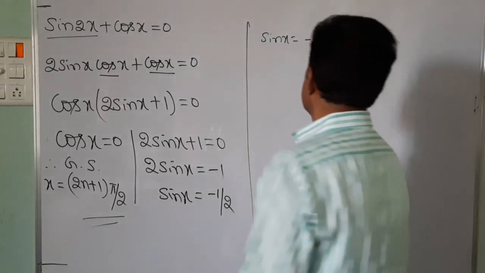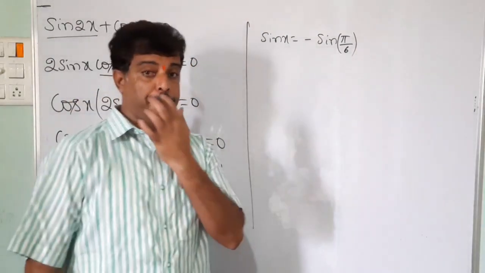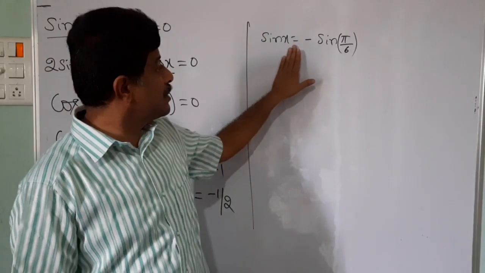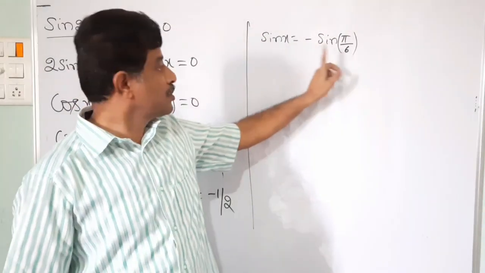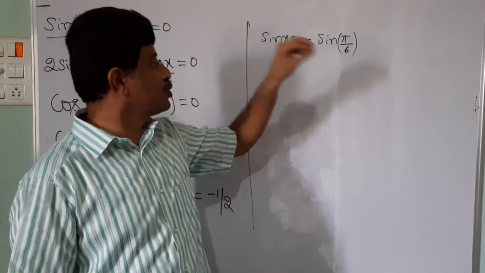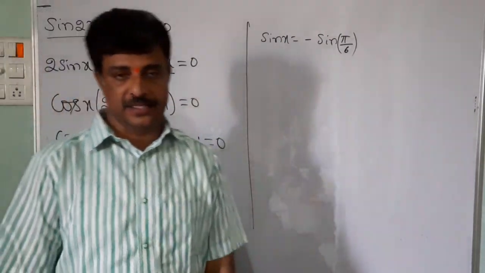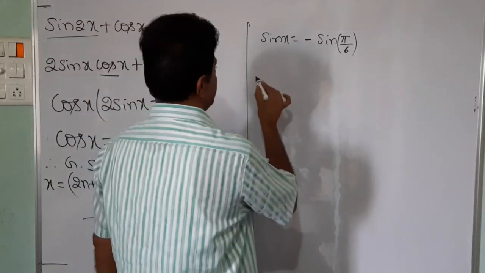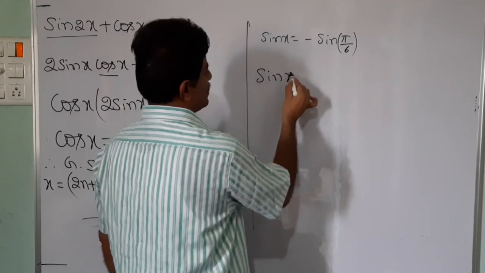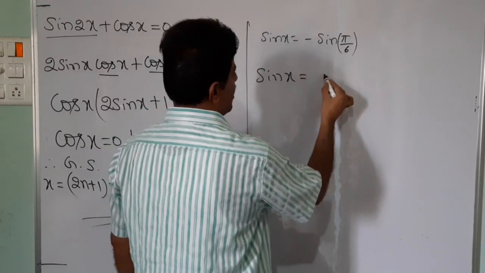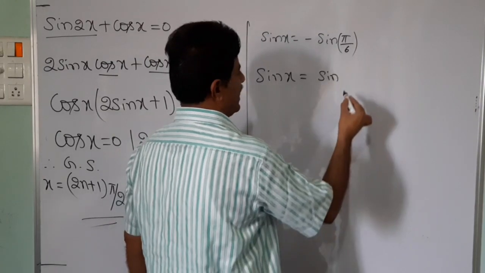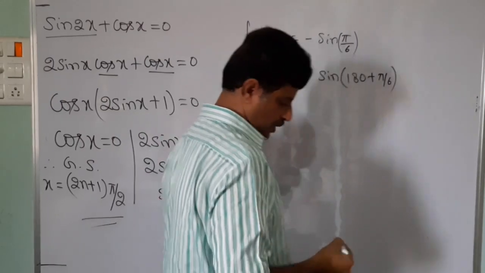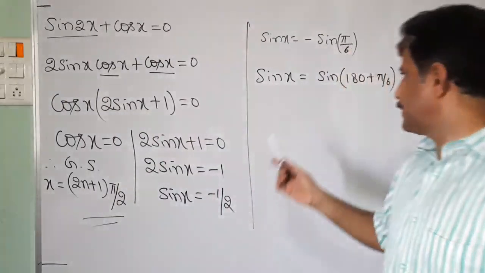Dear students, we already know the standard form: sin x is equal to sin alpha. But in this case, sin x is equal to minus sin alpha. So that is why we need to cancel the minus here. So I am going to allied angles. Sin x is equal to sin of 180 plus pi by 6.